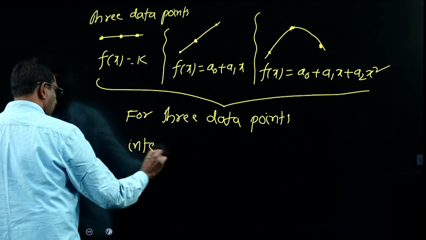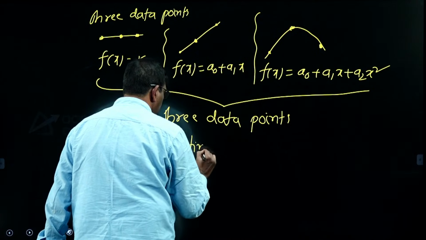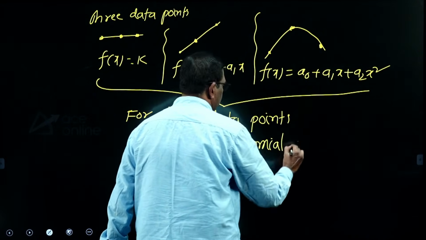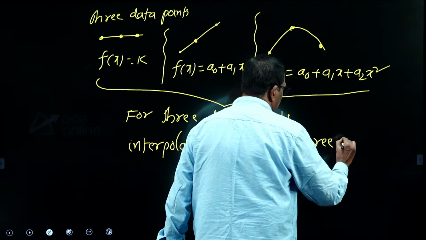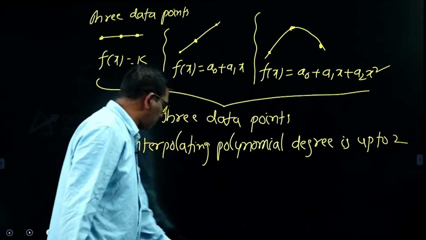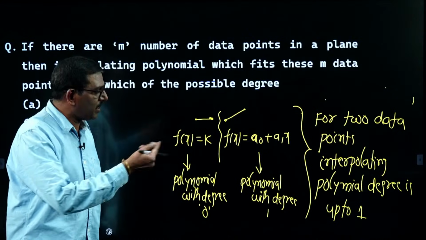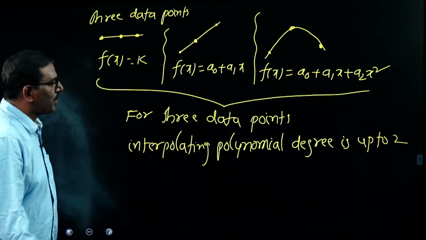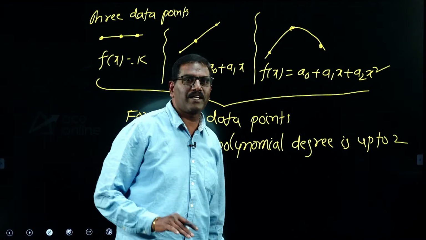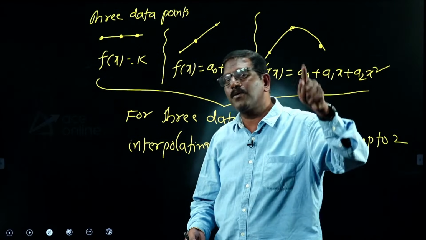Interpolating polynomial degree is up to 2. Is it? From this one clarification: for two data points, up to 1 means the maximum degree is 1, either 0 or 1. For three data points, up to degree 2. Similarly, for 4 data points, up to degree 3. For 5 data points, up to degree 4. For n data points, up to degree n minus 1.